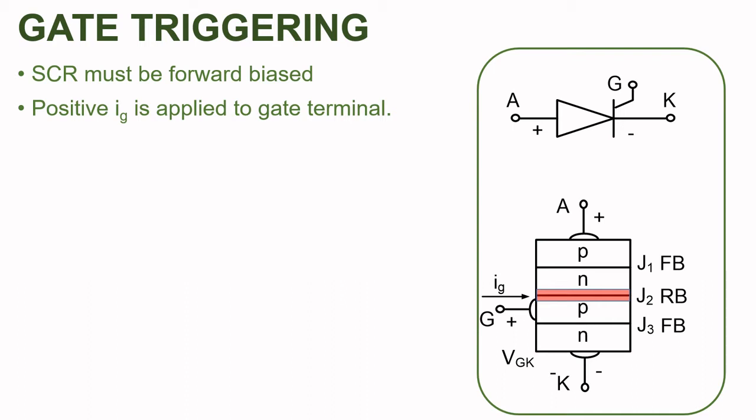Gate terminal is connected to the inner P layer and cathode is connected to the N layer. If gate is maintained at a higher voltage as compared to that of cathode, then the PN junction, or the junction J3, will become forward biased and the conduction will start from gate to cathode.